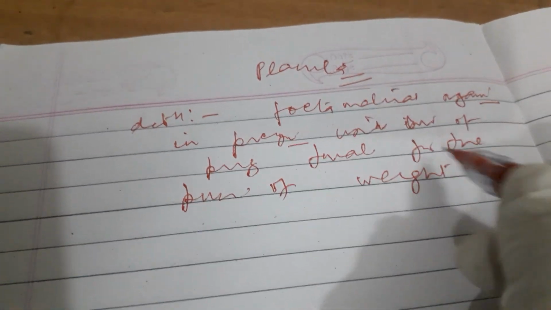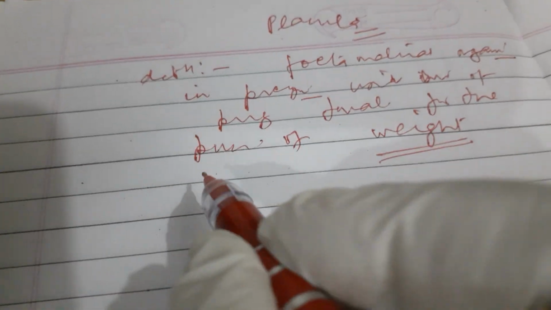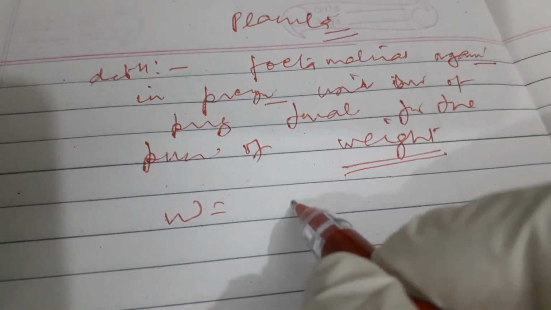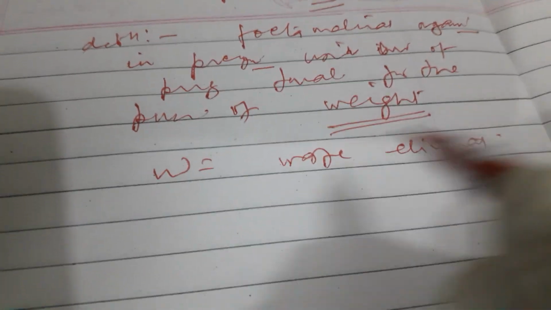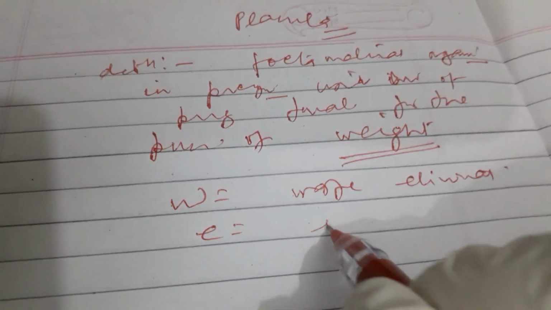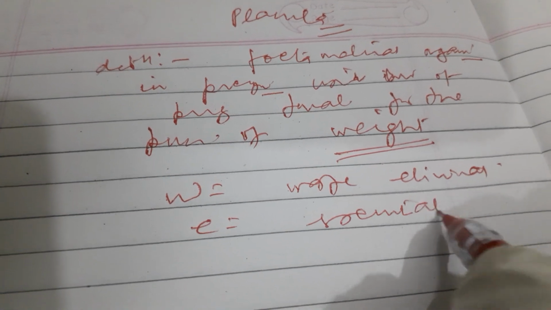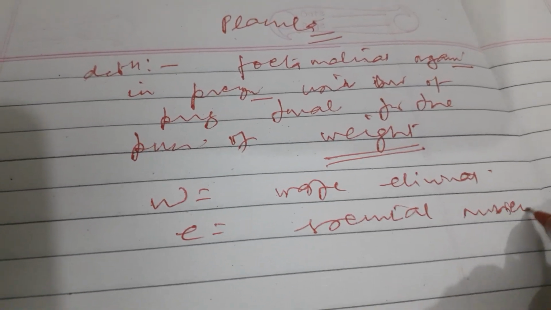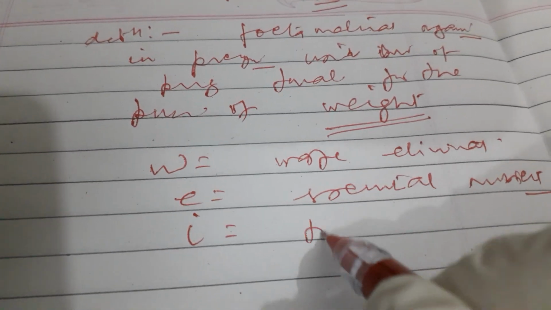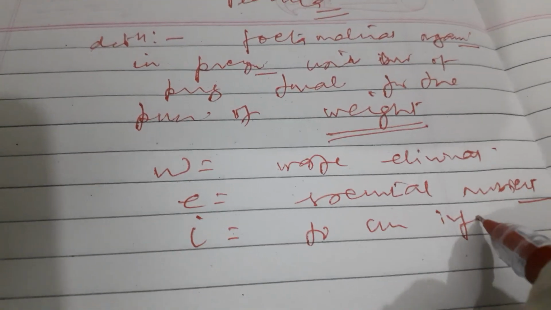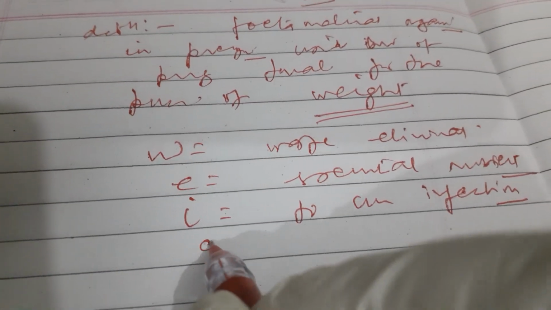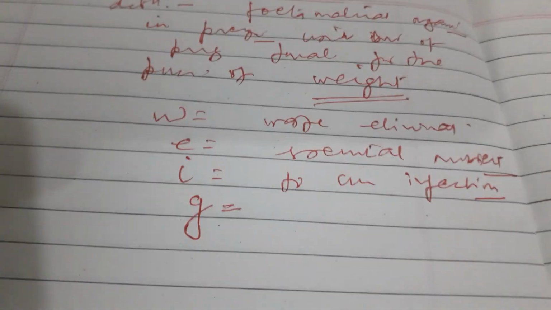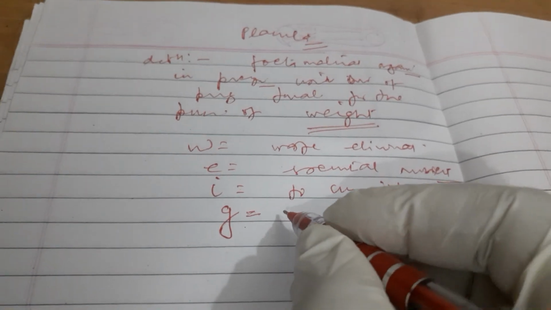WEIGHT. Now what is WEIGHT? W is waste elimination. E for essential nutrients. I for to combat infection, internal infection. G for gas exchange.